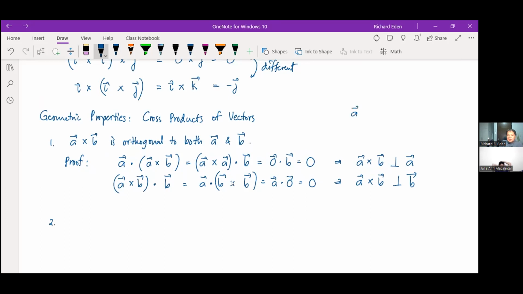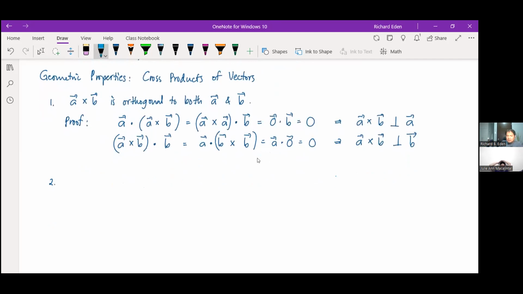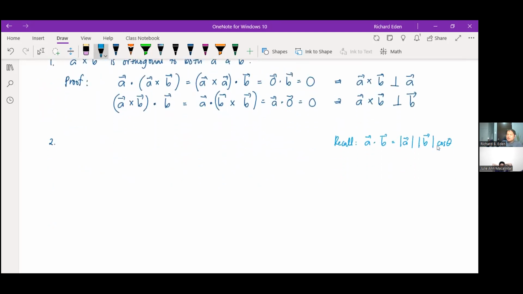Remember this A dot B. Let's write this down in a different color for comparison. Recall that A dot B is equal to the length of A multiplied by the length of B multiplied by the cosine of theta, where theta is the angle between the vectors A and B.